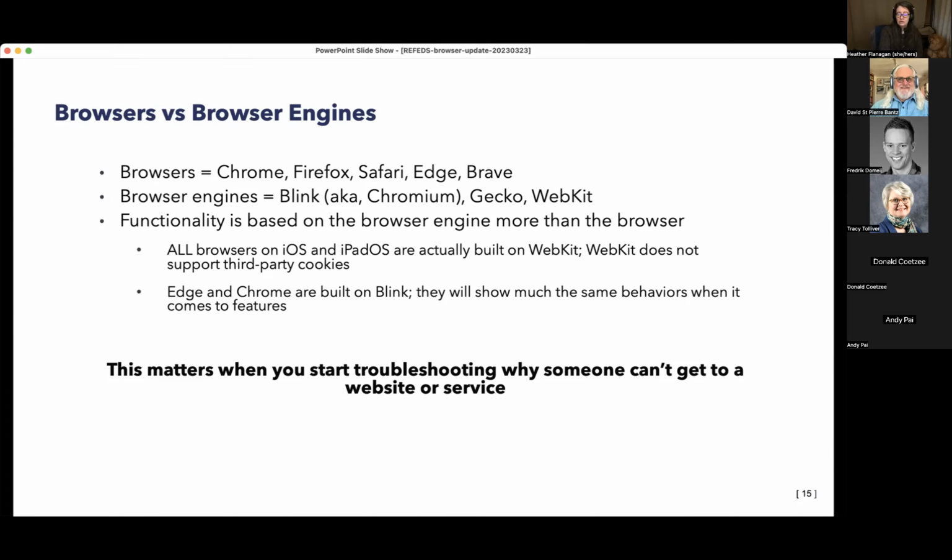Edge and Chrome are also built on Blink, as is Brave, actually, though Brave has done some pretty heavy forking off of that, so it does more unique things. But largely they'll show much the same behaviors when it comes to features in terms of what's on by default, what's off by default. And again, all of this really matters when a user calls in and says, I can't get there from here. You have to ask not only what browser are you using, but what's your operating system, because it will change how you support their needs going forward.